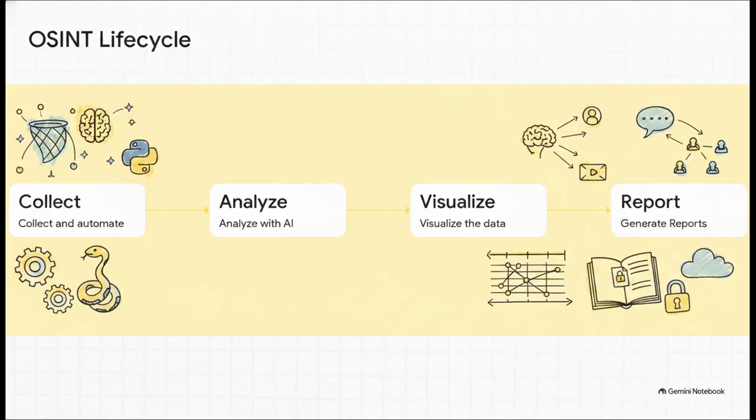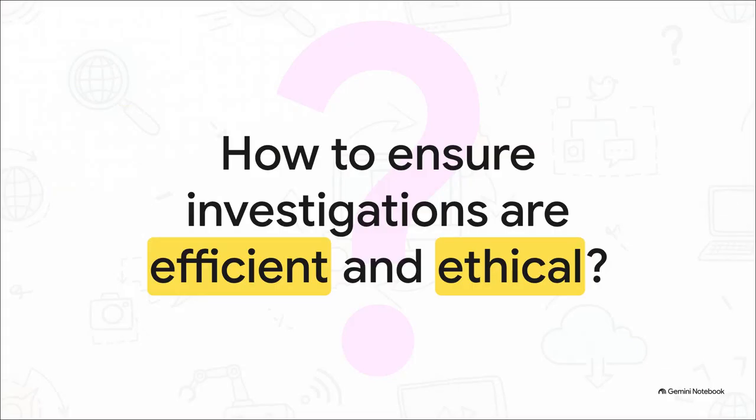To quickly summarize the entire automated lifecycle we've covered, you start by defining your scope. You collect and automate those repetitive tasks using Python and APIs. You pass that structured data into AI models to extract hidden patterns. You visualize those findings using link charts and timelines. And finally, you generate secure, reproducible reports. It's a complete pipeline. We are entering an era where generative AI and automated scraping can uncover almost anything that leaves a digital footprint.